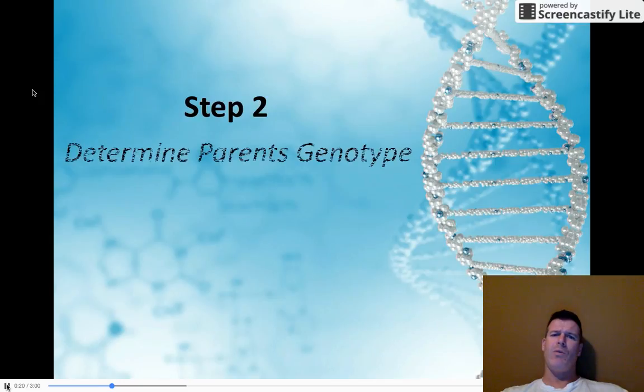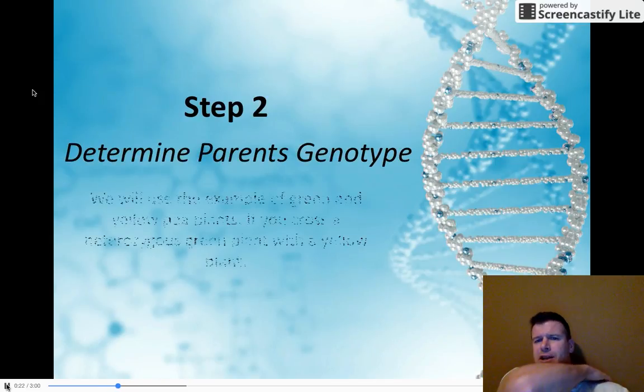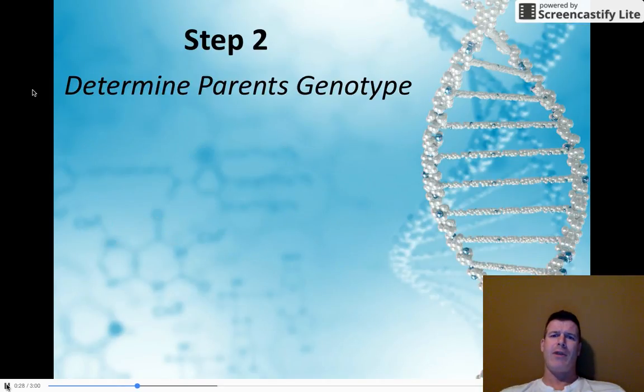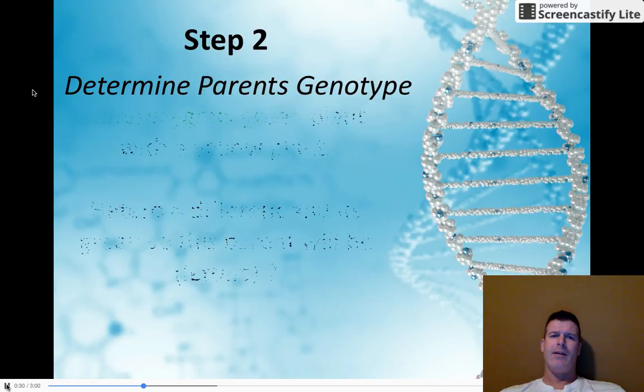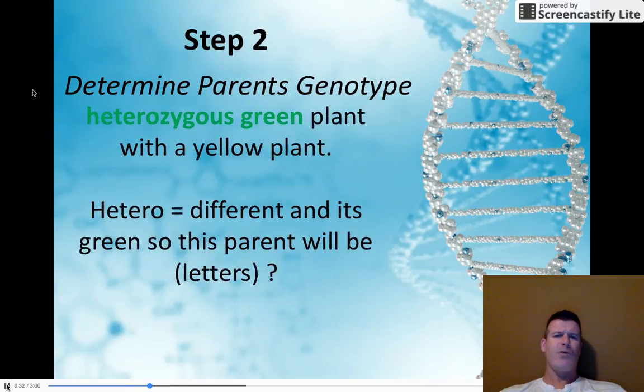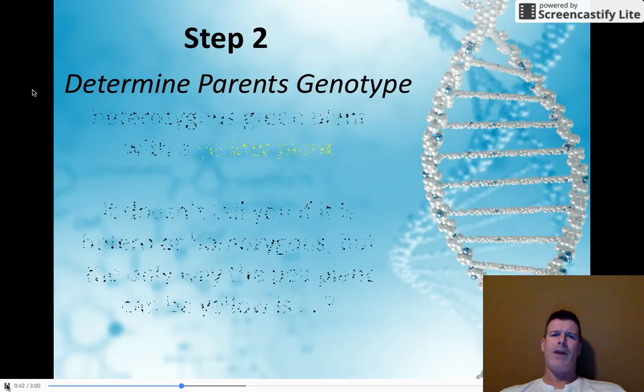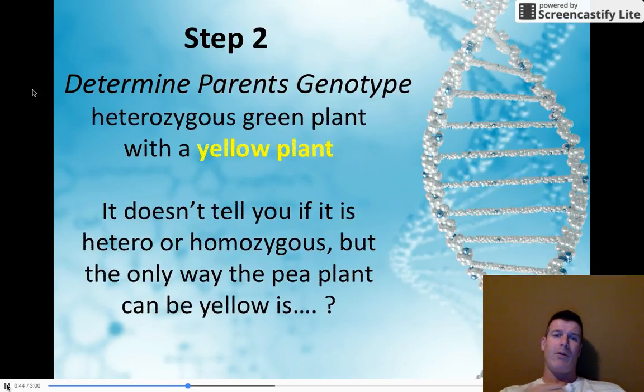In step 2, we want to determine the parents' genotypes, what letters they have. We will be using the example of a heterozygous green plant and a yellow plant. Now, the heterozygous green will make the parent a big G little g, because big G little g is heterozygous. Hetero means different. Now, for the other parent being a yellow plant, the only way this is going to work is if they're both little g's.